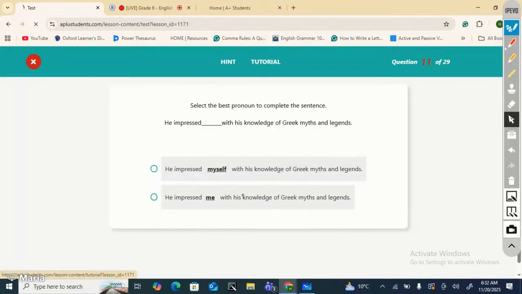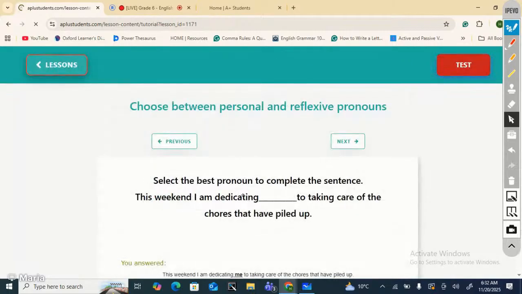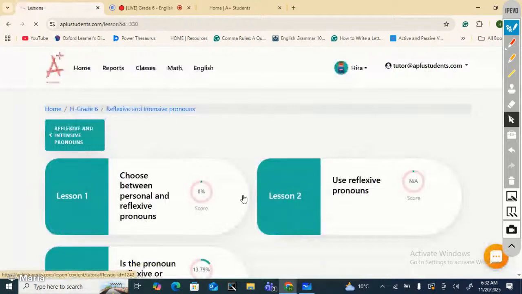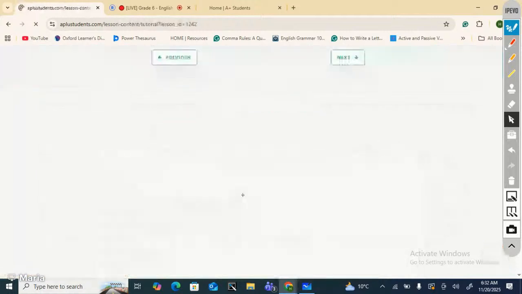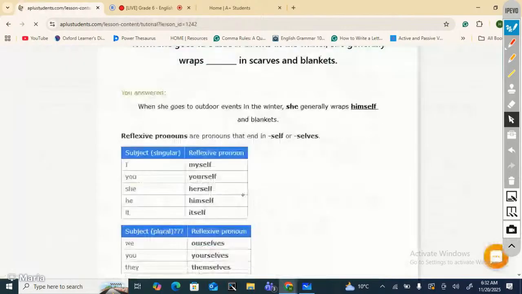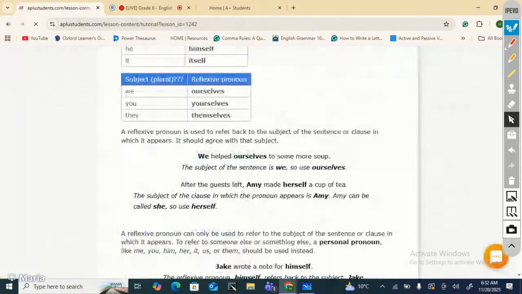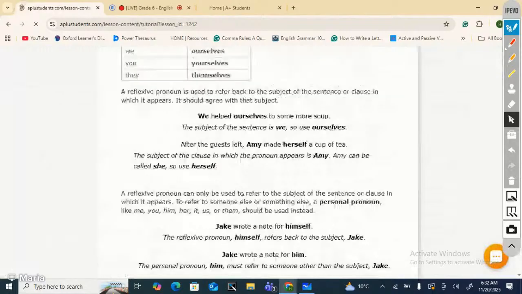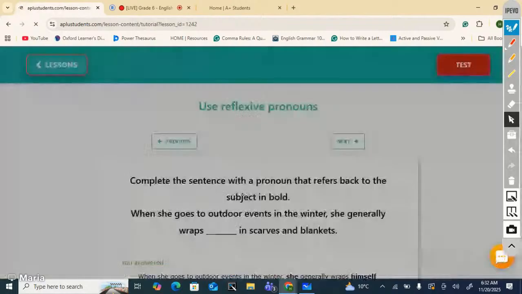Okay, guys, let's move to lesson number 2. You can complete the test of lesson number 1 later. Now you have understood it. And this lesson is about, again, the use of reflexive pronouns. So the explanation is not needed. We have already understood. So we'll move straight to the test.